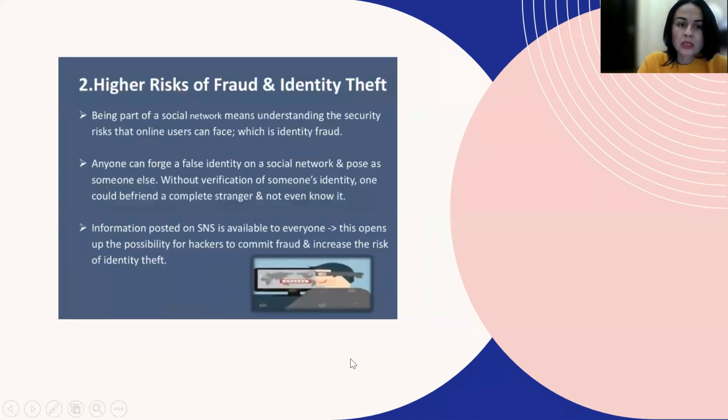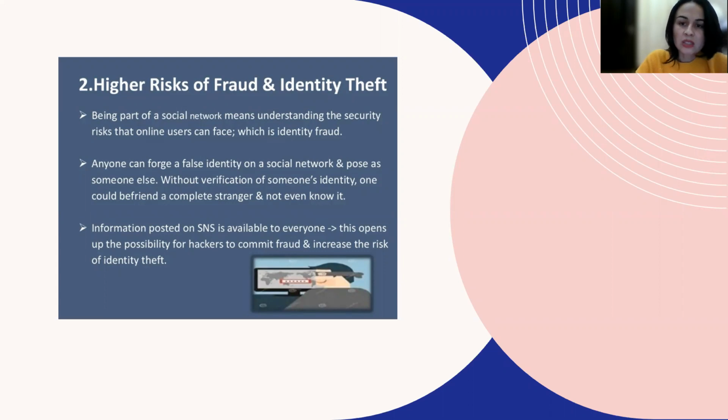Next issue is high risks of fraud and identity theft. Being a part of a social network means that you risk your identity. You have given your name, usually your full name. You have mentioned the place that you have studied. You can share the pictures of your children. You can actually show the places that you constantly visit by posts. You just share a pic and tag yourself.